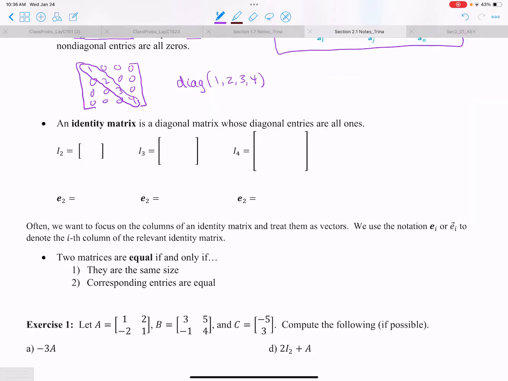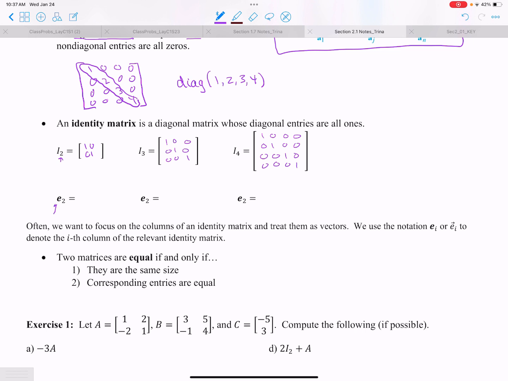The identity matrix is a diagonal matrix where all the diagonal entries are 1. So 1, 0, 0, 1 would be I sub 2. So this sub 2 tells you the size, that it's a 2 by 2. So the 3 by 3 would be 1, 0, 0, 0, 1, 0, 0, 0, 1. And then I4 is a 4 by 4 identity matrix. So 1, 0, 0, 0, 0, 1, 0, 0, 0, 0, 1, 0, 0, 0, 0, 1. So you'll understand later why we call it the identity matrix. But again, the identity is a diagonal matrix whose entries are all 1.